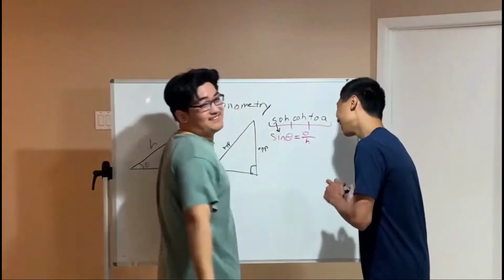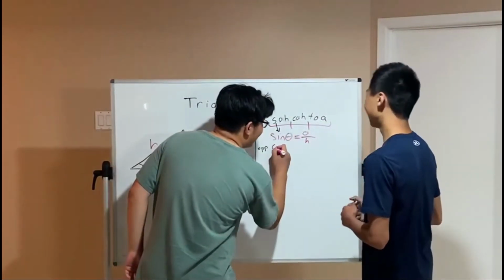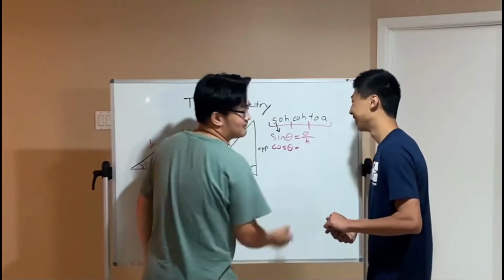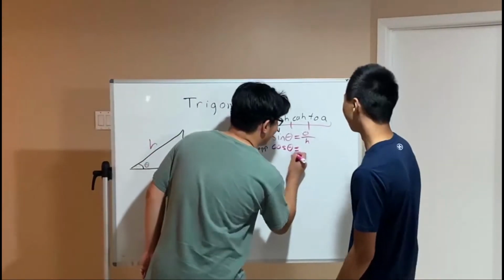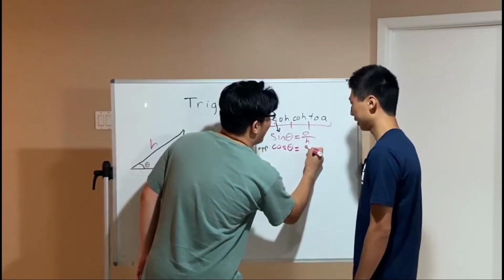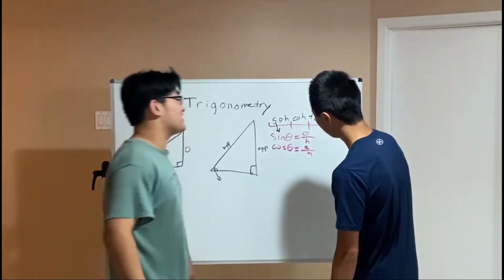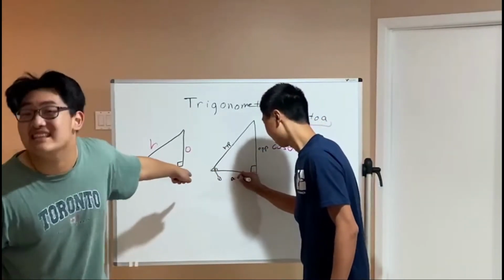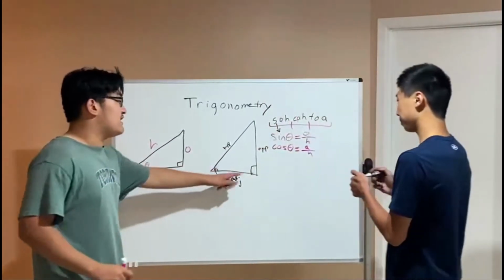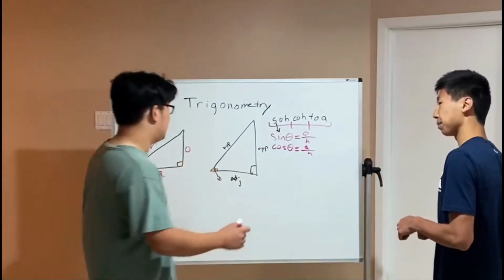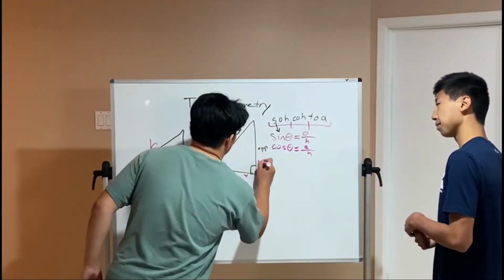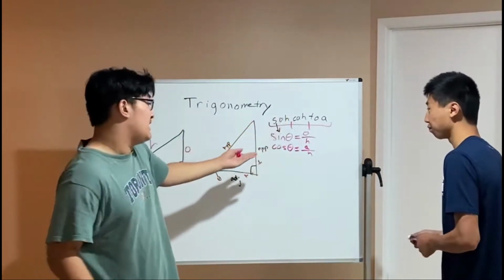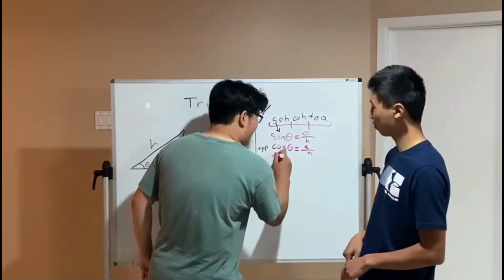And then cosine, cos, theta, is equal to A over H. What's A over H again? It's the adjacent side to the angle. Notice that if this were a Cartesian plane, this would be on the x-axis and this would be on the y-axis. And then tangent, we're just going to call it tan.